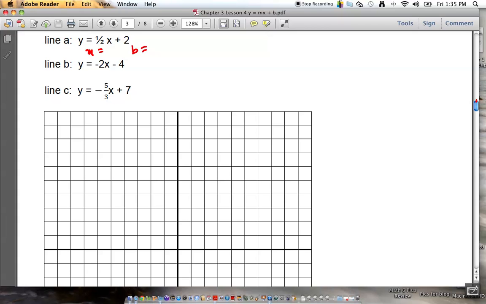What number is in front of the x? Just read it. 1/2, good. Now, what's the y-intercept? Ethan, what do we get for the y-intercept there?